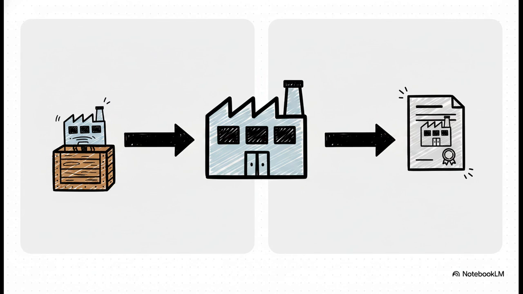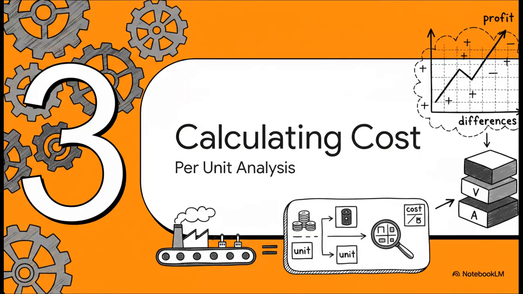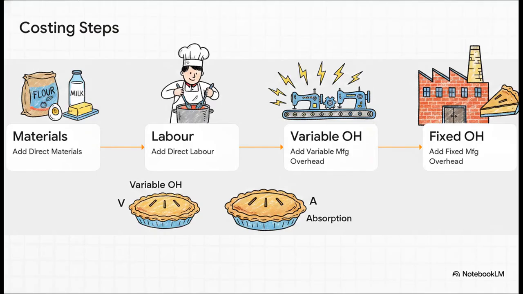Absorption costing physically absorbs these fixed costs straight into that inventory basket we talked about, tying them directly to the product. Variable costing, on the other hand, argues, hey, factory rent is a cost of the period, not the product, and expels it directly to the income statement as an immediate expense, regardless of how much inventory you actually produced. Section 3. Calculating cost per unit. Let's look at the mechanics of this.